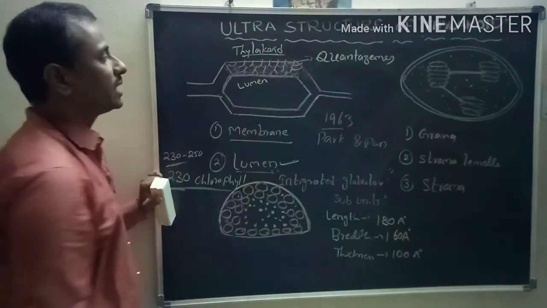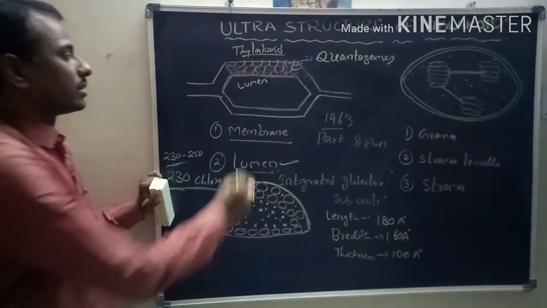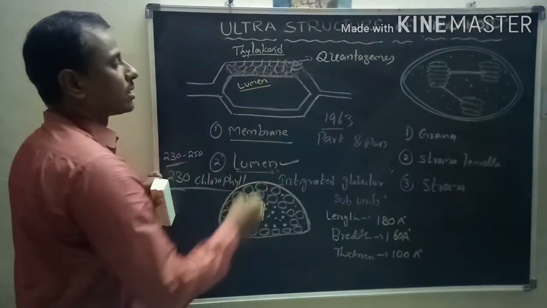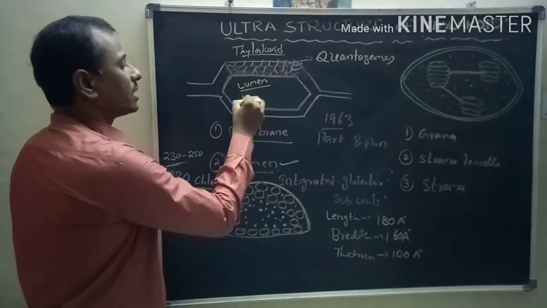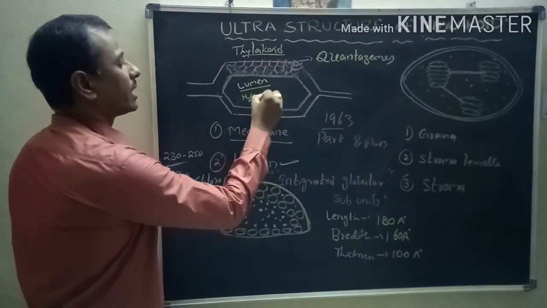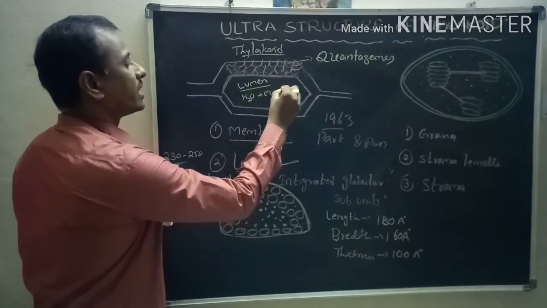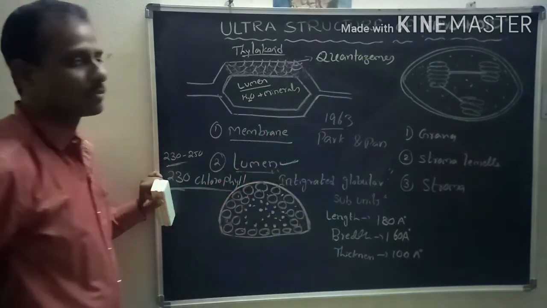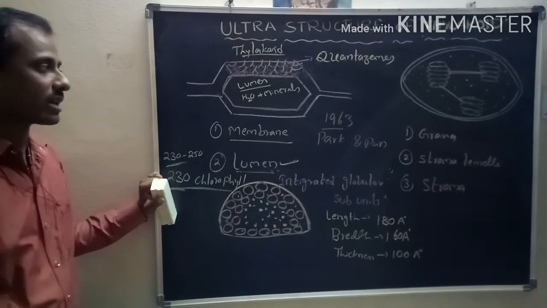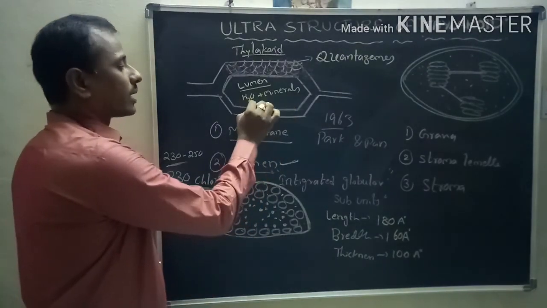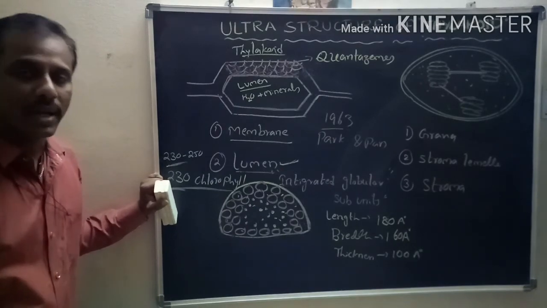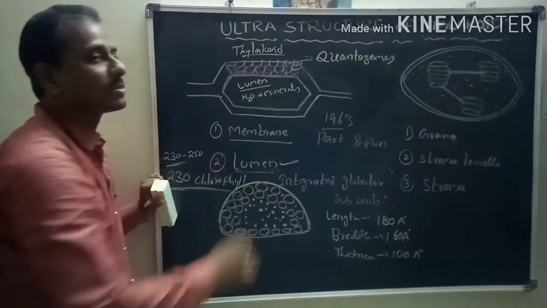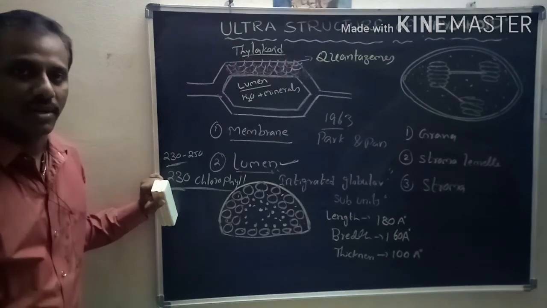The second part of the thylakoid structure is the sac or chamber, that is the lumen. The lumen contains water and a number of minerals. Minerals like manganese, chlorine and potassium are present here. Water and minerals are both present in the lumen. This portion also helps in the light reaction.